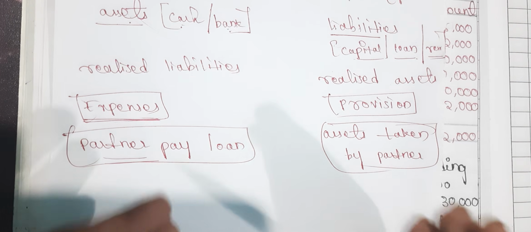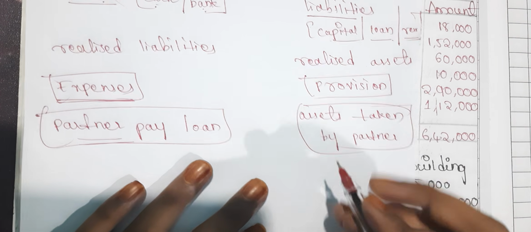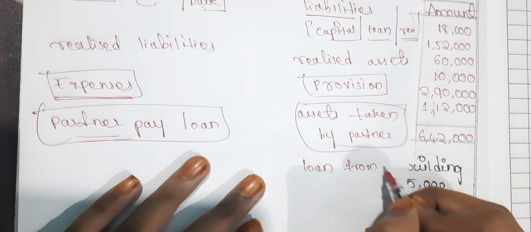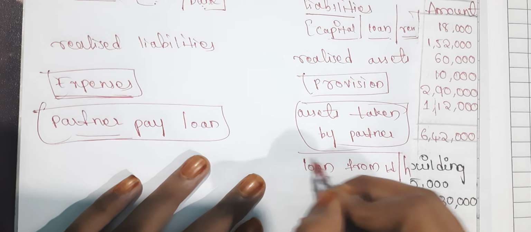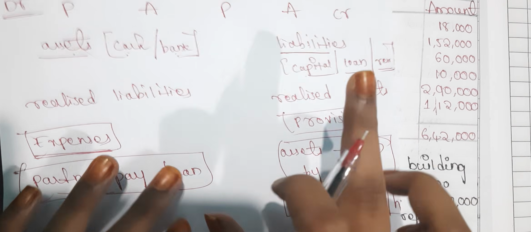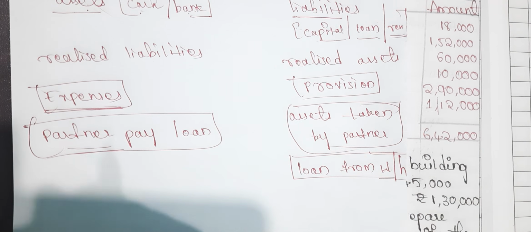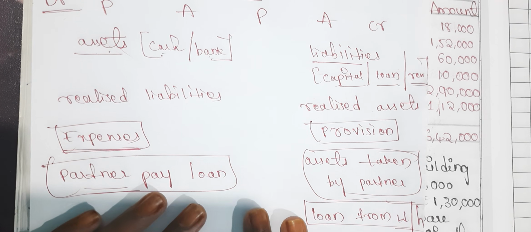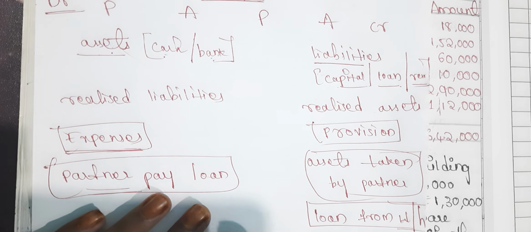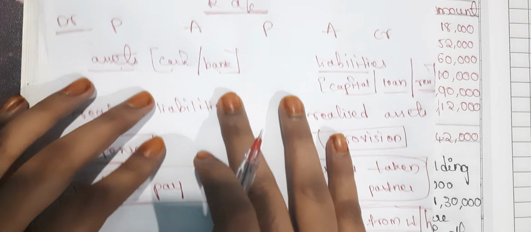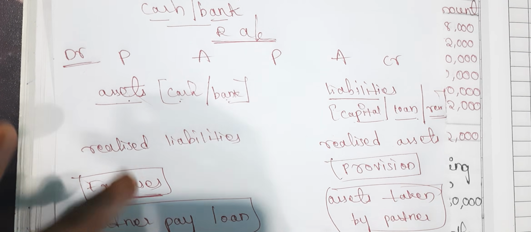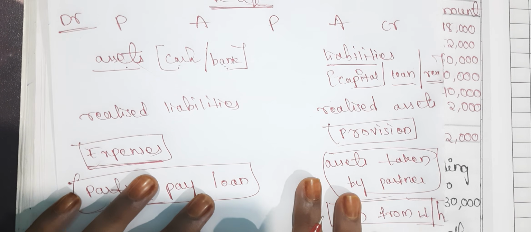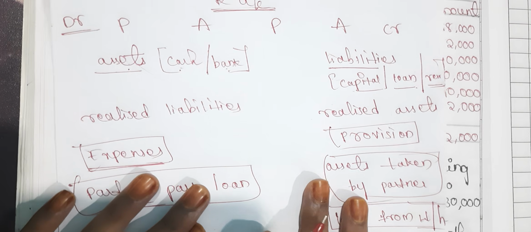And if a loan is taken from wife or husband, then definitely that should also be taken on the credit side. So if you remember these points, definitely you will be perfect with the realization account. Remember these points, and easily you can do it.